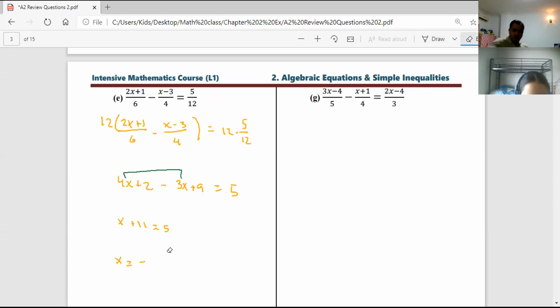No. Wait, Shahina. We are taking this 11 to the right hand side. It is plus, it becomes minus. So it's 5 minus 11. Yeah, I know, but what if you switch it? Okay. X equals that is correct.